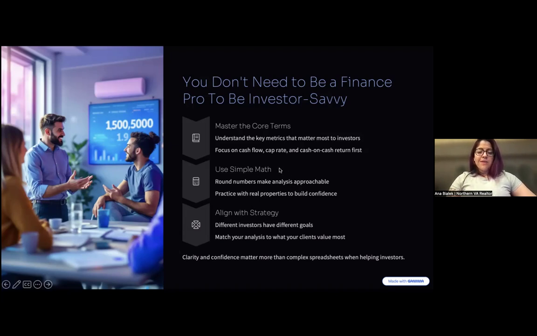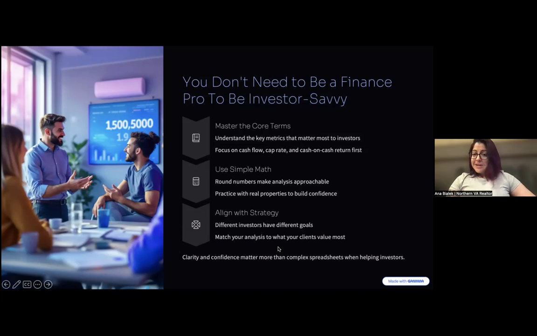Use simple math. I'm all about simple math. That's why the examples earlier had all round numbers, so you can make it approachable. Some more seasoned investors just want the exact numbers, and that's where you get to know your clients. If you're using this to get people who are new to investing onto the investing bandwagon, using round, approachable numbers makes it easier when you're working with someone who is a newer investor, just getting their feet wet in real estate investing.